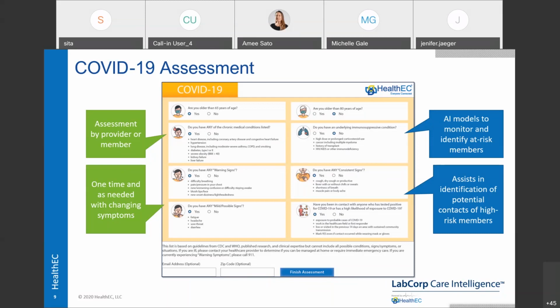Now, this assessment can be done either one time and referred on, or obtained over time to see how they're evolving. The logic, the scoring, is weighted and is based on our AI model that Sita has already gone through. And in fact, with comparison to what is going on in the patient population, it also helps you to identify who the contacts are of high-risk members.